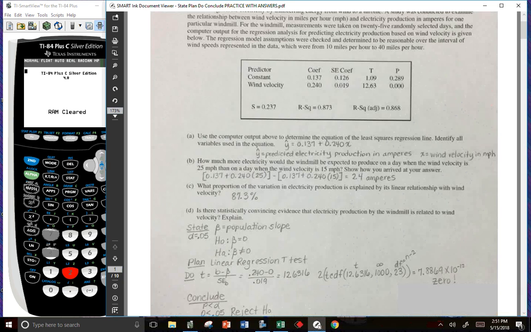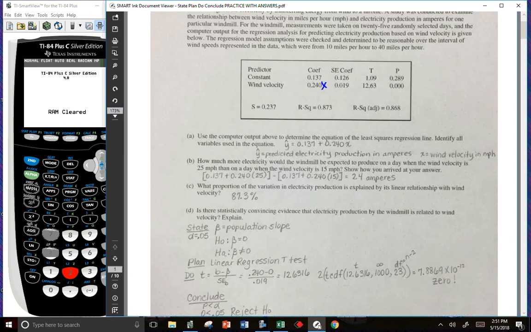In statistics, instead of y equals mx plus b, we do y hat equals mx plus b, right? And you'll notice the way I wrote it down, I did b plus mx. Is that okay? Yes. Okay. So I have y hat equals my constant of 0.137 plus 0.240 is my slope times x. So you always want to obviously attach the slope to x in your equation.